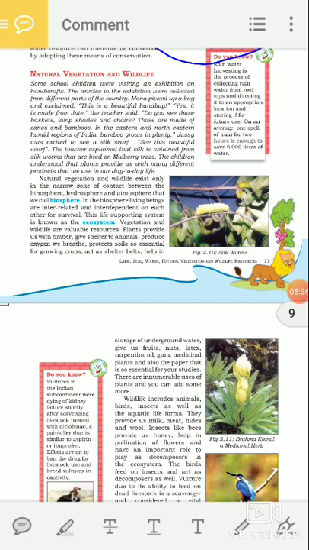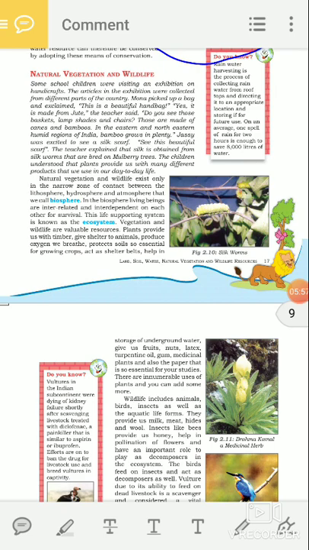In the biosphere, it means all the three, lithosphere, hydrosphere and atmosphere, are linked with one another. The life supporting system is known as the ecosystem. Vegetation and wildlife are valuable resources. Plants provide us with timber.